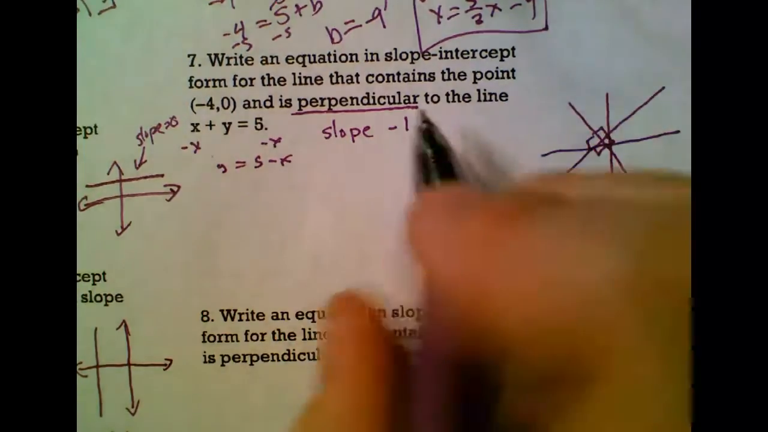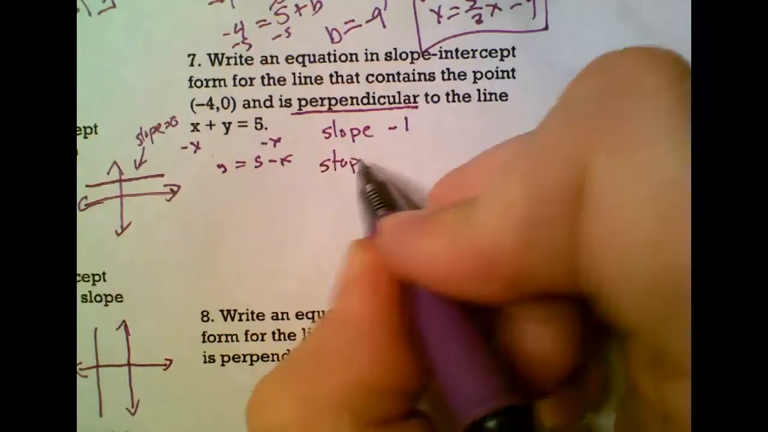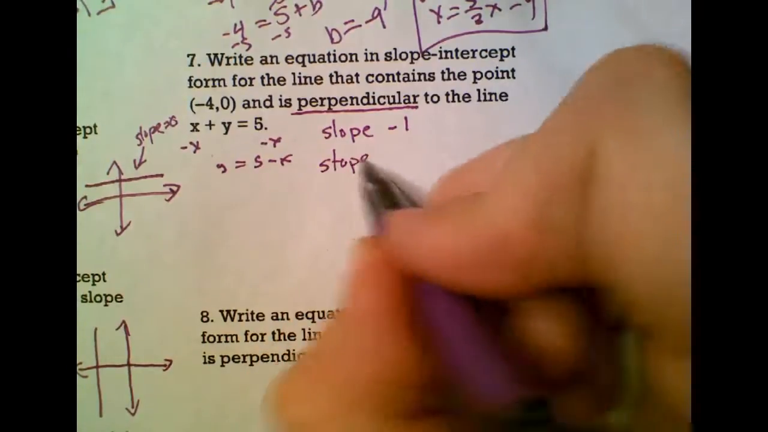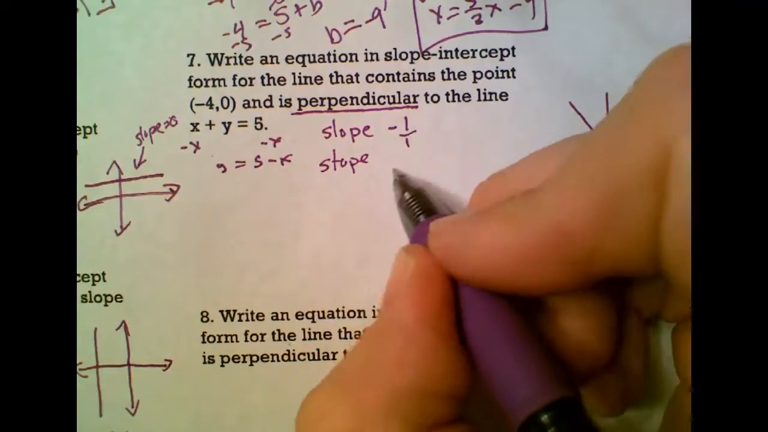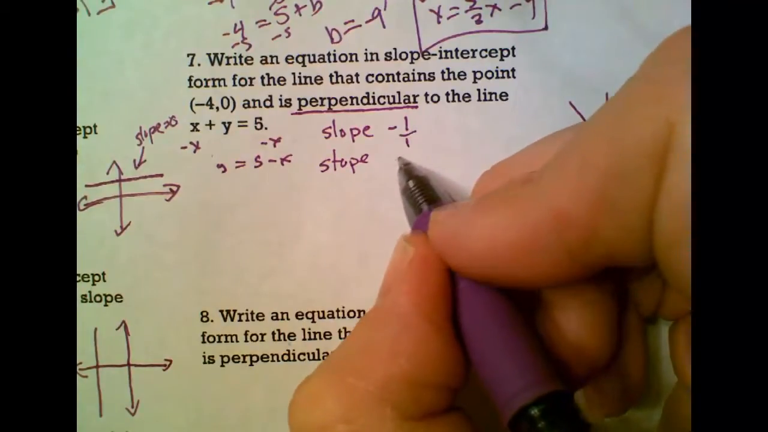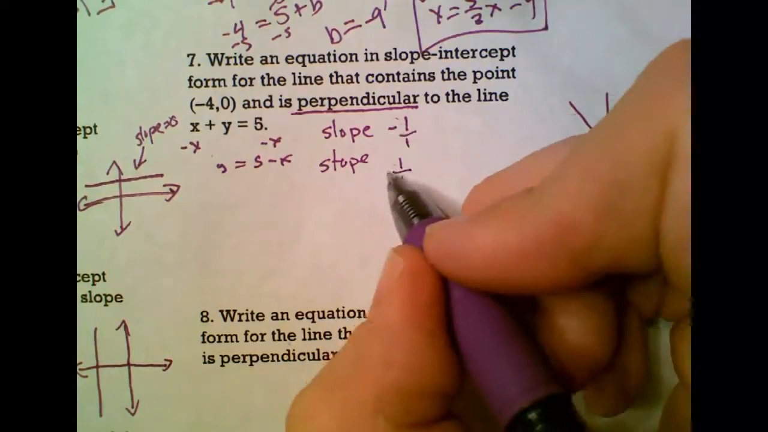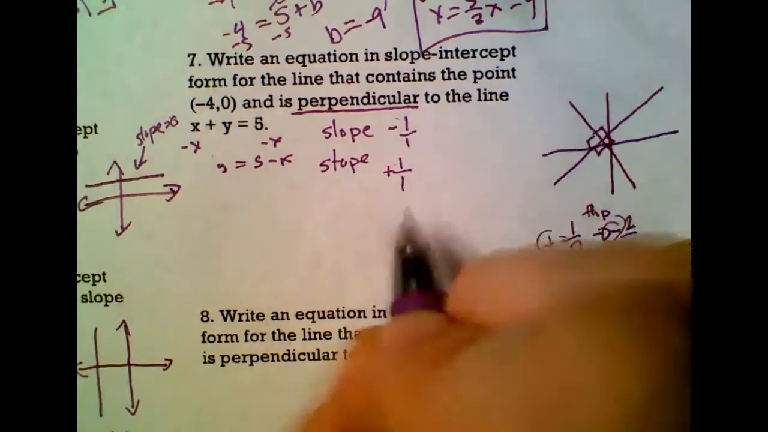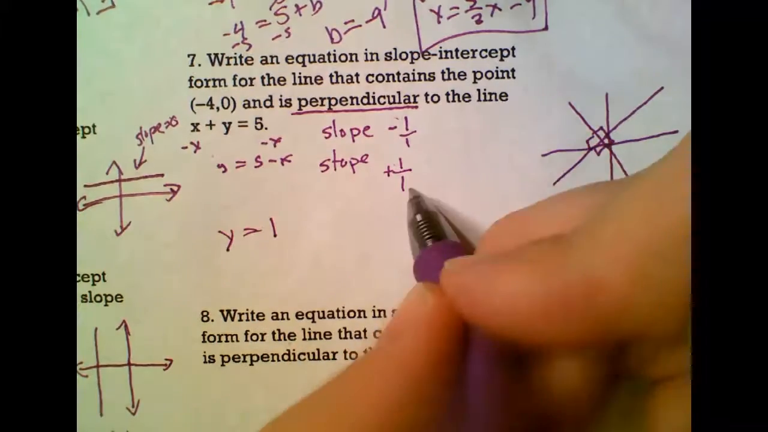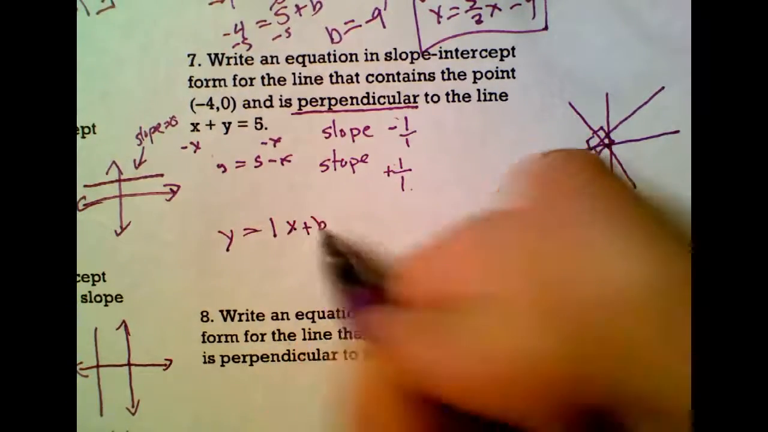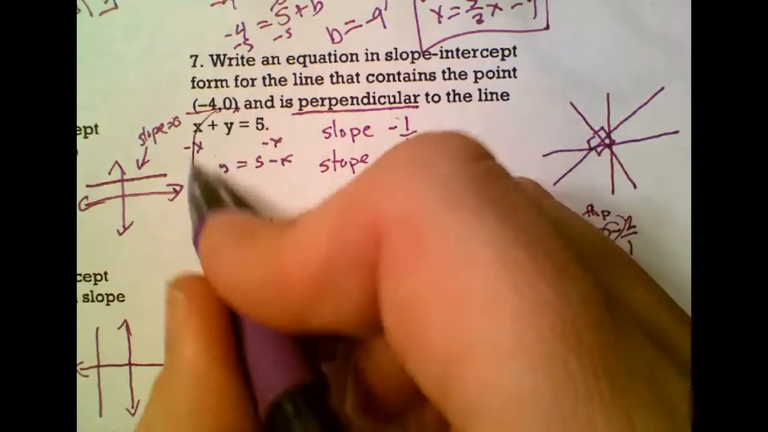So the slope of the perpendicular equation, if you think of this as -1 over 1, if we flip it, we just have 1 over 1 again, right? But the sign changes, so it's a positive 1 over 1. So our new equation will be y equals 1 over 1, but I'm just going to put 1, x plus b. Now let's take this point and plug it in there.